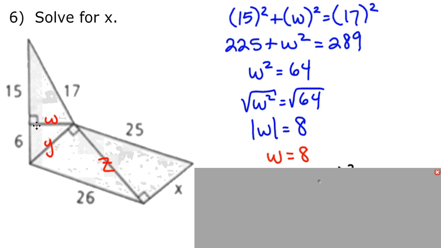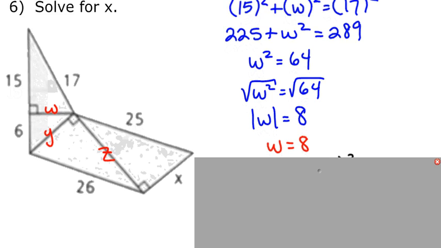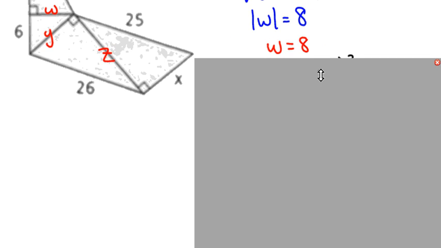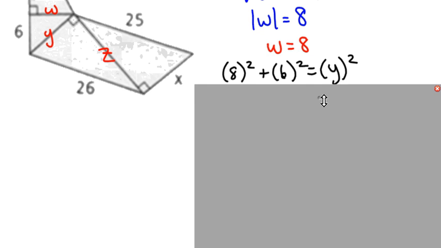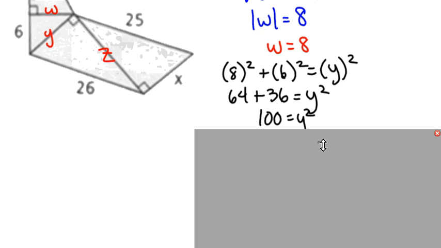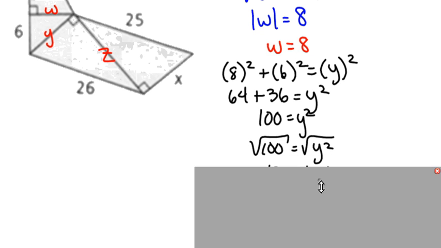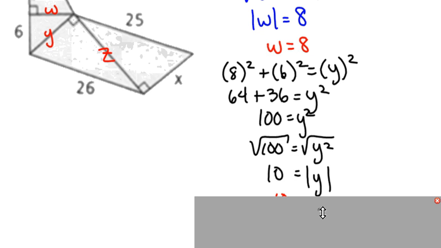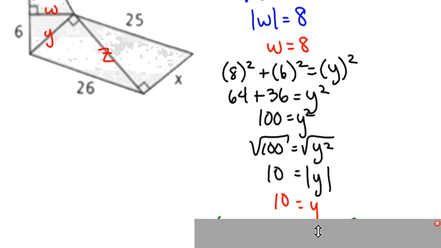If I substitute that here, the sum of the two legs squared is equal to the hypotenuse squared. So we're going to work on solving for y. Now remember, absolute value measures the distance from 0, so I would have to go negative 10 units and 10 units. I know I can't have a side length of negative 10, so my side length for y has to be 10 units.